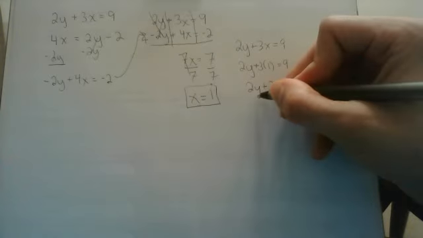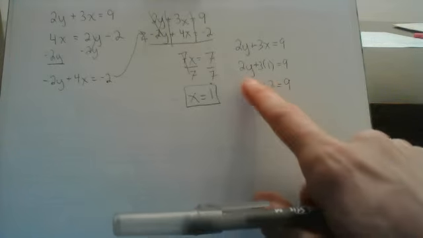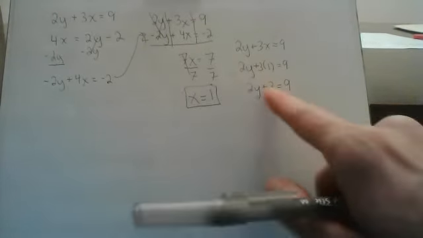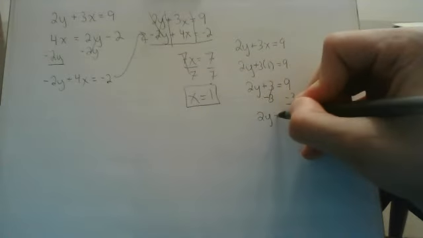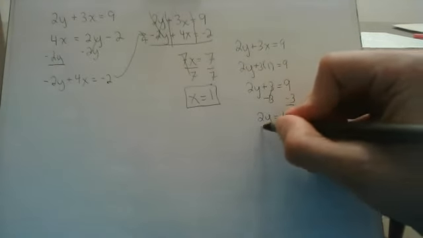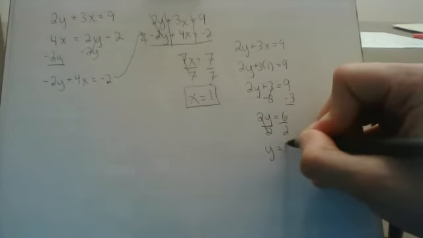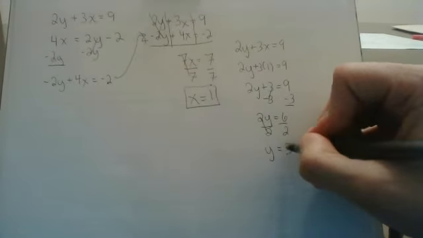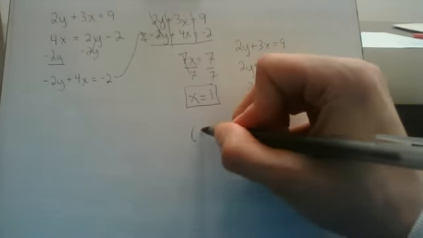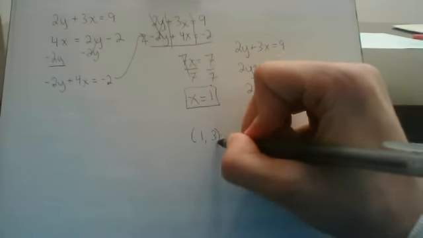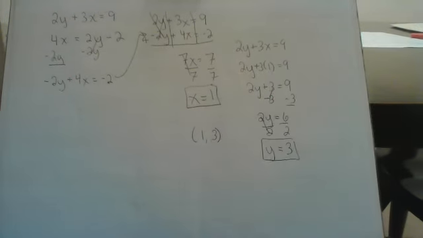I want to get y by itself, so I cover up the 2y, because I need to get rid of the 3. So 2y is then equal to 6, and finally divide each side by 2 to get y alone, and y is equal to 3. Therefore, my answer as an ordered pair is 1, 3. So I want the x value coming first, x, y.